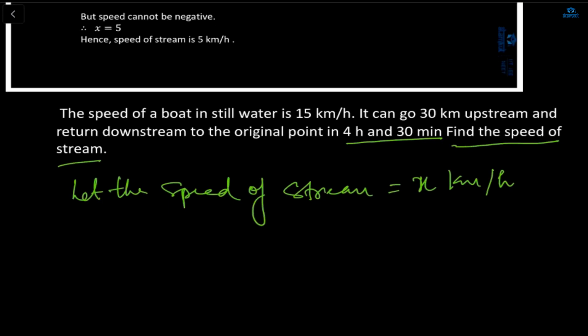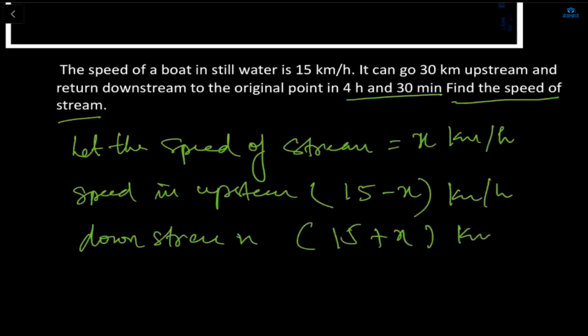Okay. And still water में आपकी 15 किलोमीटर पर आवर है. अपस्ट्रीम में स्पीड इन अपस्ट्रीम में आपकी 15 माइनस एक्स हो जाएगी. यस. एंड डाउनस्ट्रीम 15 प्लस एक्स. यस. Am I right? Ma'am, for upstream, ma'am, it will be 15 minus x, and for downstream, it will be 15 plus x. Yeah. It's still not visible. Now it's visible.